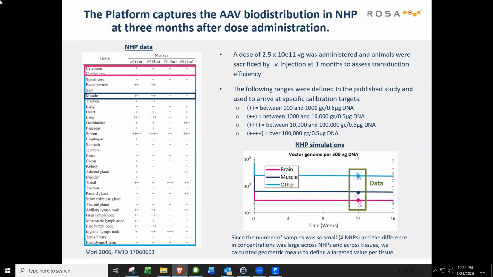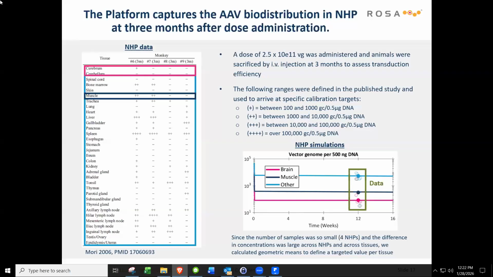And then we had to take a geometric mean across all tissues, because we can see some of them in the table, like the spleen, have high concentrations of AAV, but there are other tissues that didn't get any AAV.